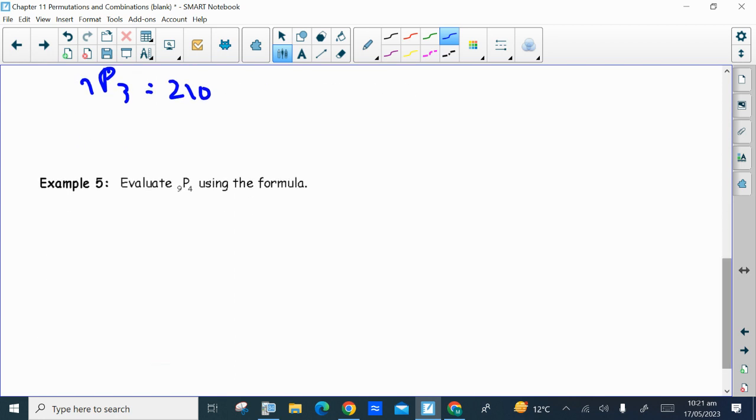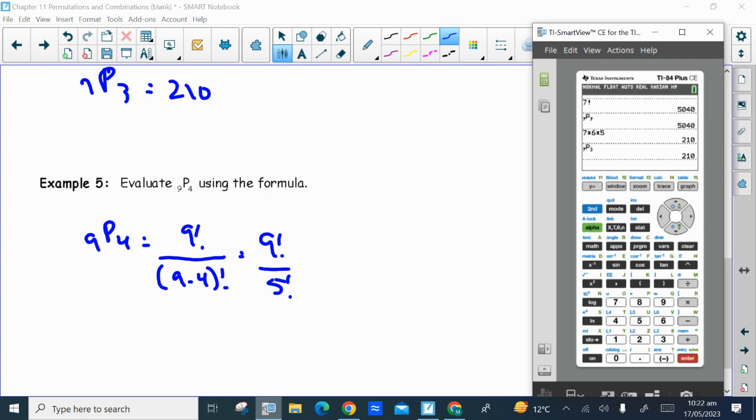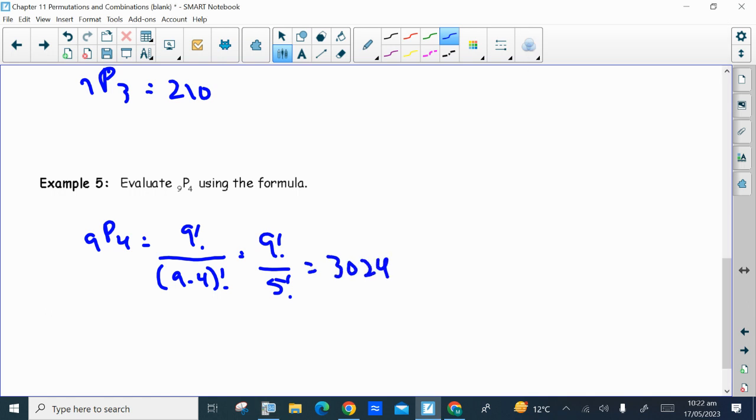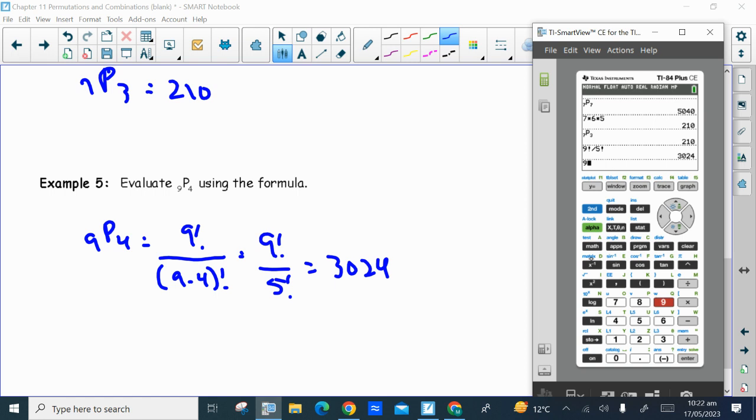Number 5 says evaluate that using the formula. So 9P4, and again, this formula is on the formula sheet. It's n factorial over (n minus r) factorial. 9 factorial over 5 factorial. Nine factorial over 5 factorial is 3,024. And just as a check, you can go 9P4. Get exactly the same answer. So they both work.